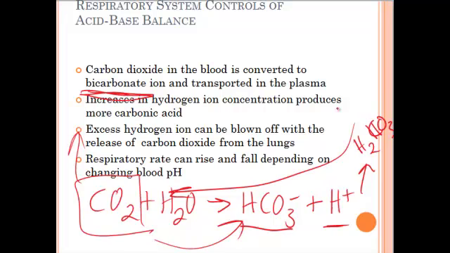We're going to end up with less of the bicarbonate ion. If we want to go the other way, if it's getting too basic, then we can keep more CO2 in the blood, and that's going to push it in the opposite direction. So our respiratory system comes into play here.